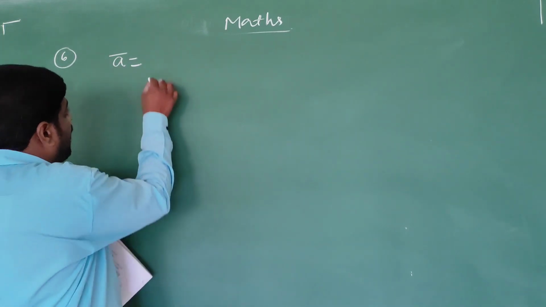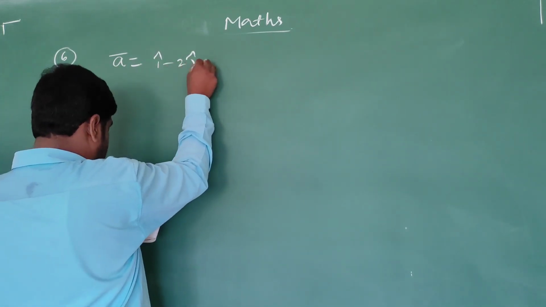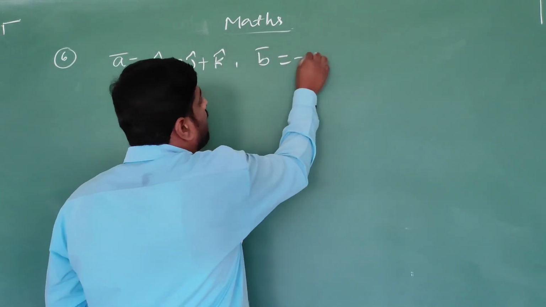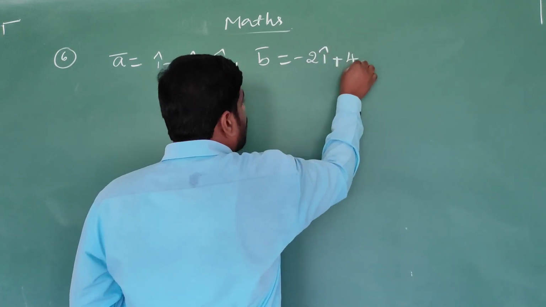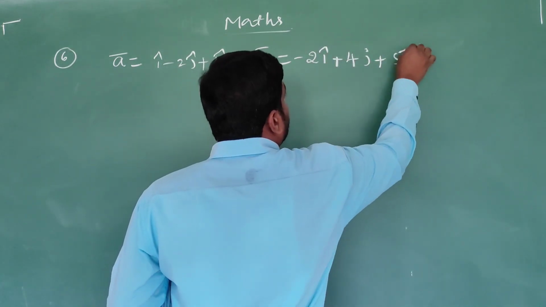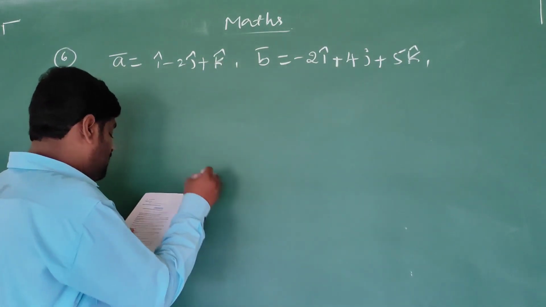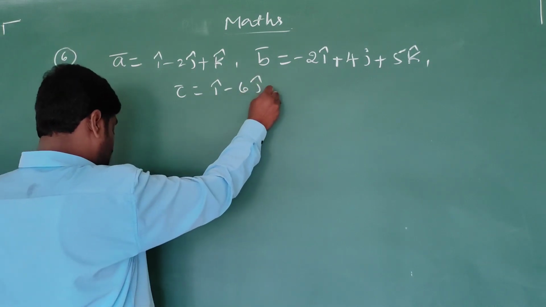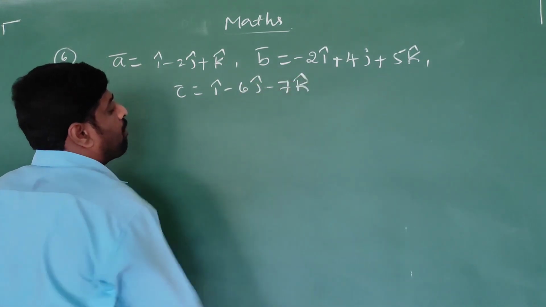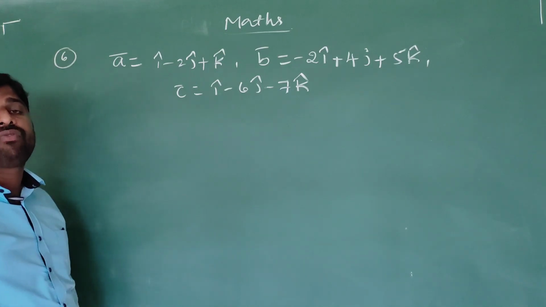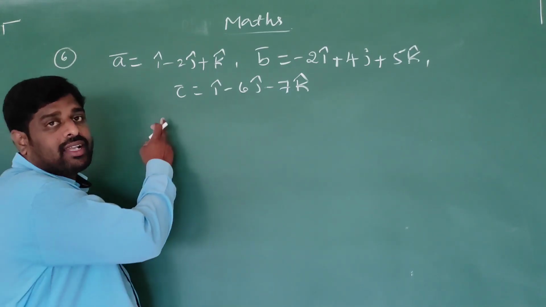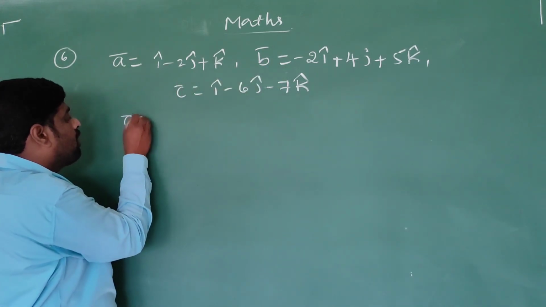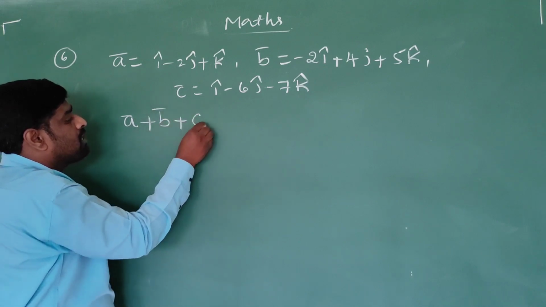a bar is equal to i cap minus 2j cap plus k cap, b bar is equal to minus 2i cap plus 4j cap plus 5k cap, c bar is equal to i cap minus 6j cap minus 7k cap. Now I want to find the sum of these vectors. Here three vectors are given: a bar, b bar, c bar. That means a bar plus b bar plus c bar.